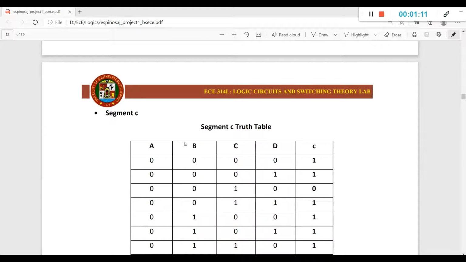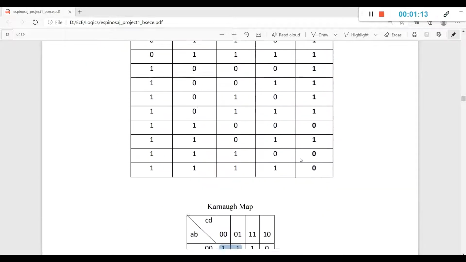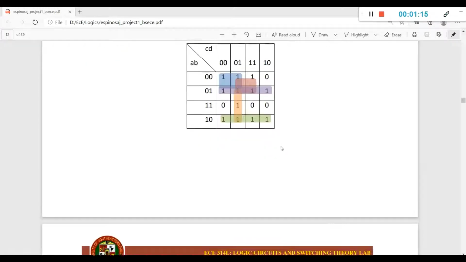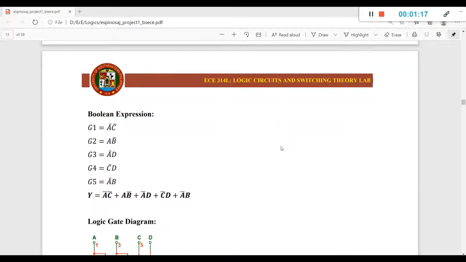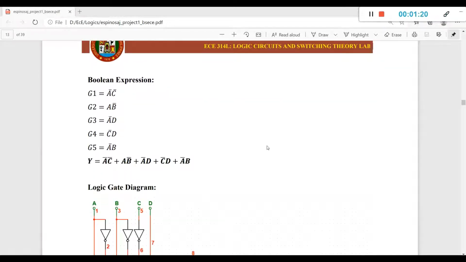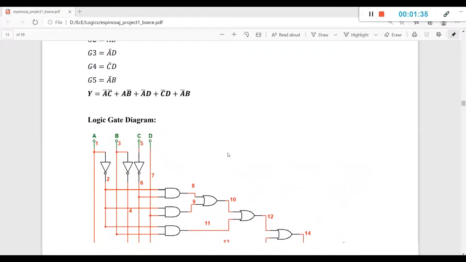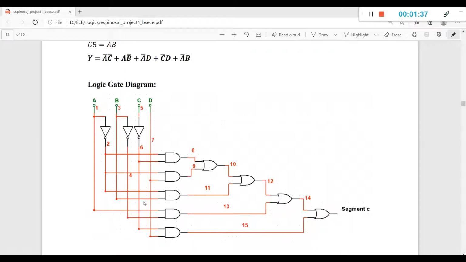For segment C, this is the truth table for segment C. Through the use of Karnaugh map, the Boolean expression obtained for segment C is not A and not C, or A and not B, or not A and D, or not C and D, or not A and B. And its corresponding logic gate diagram is here.